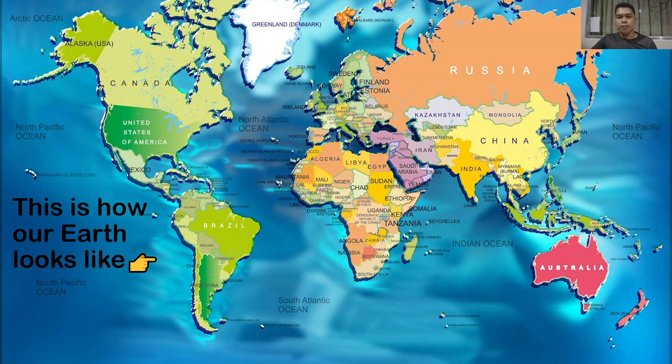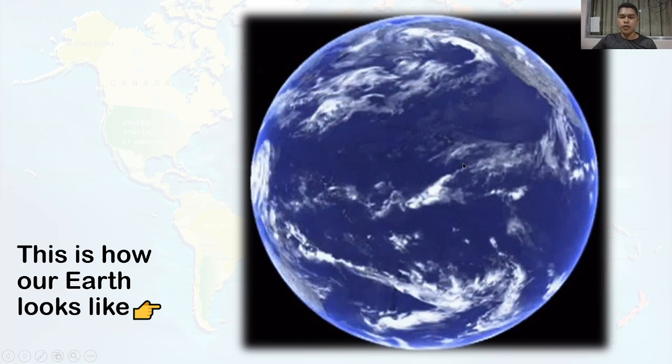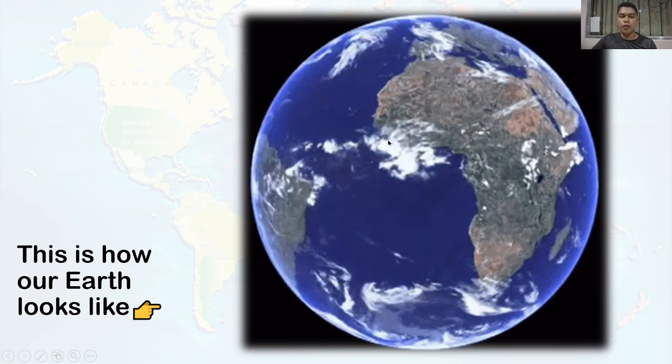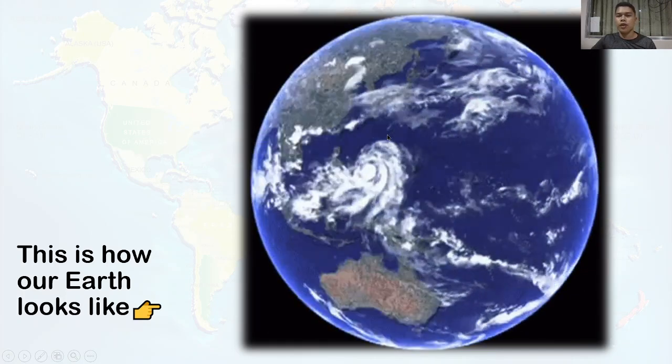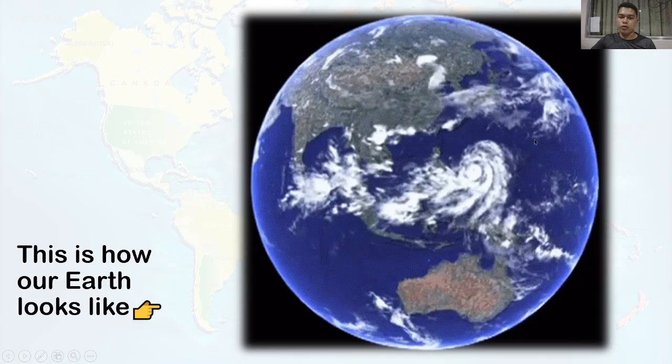Today I will be presenting the topic, plate tectonics. According to the map, this is how our Earth looks. You can see the different continents as well as the different countries around the world. According to the real one, the globe, this is how our Earth looks. You can also find the different continents, and our Earth is round.